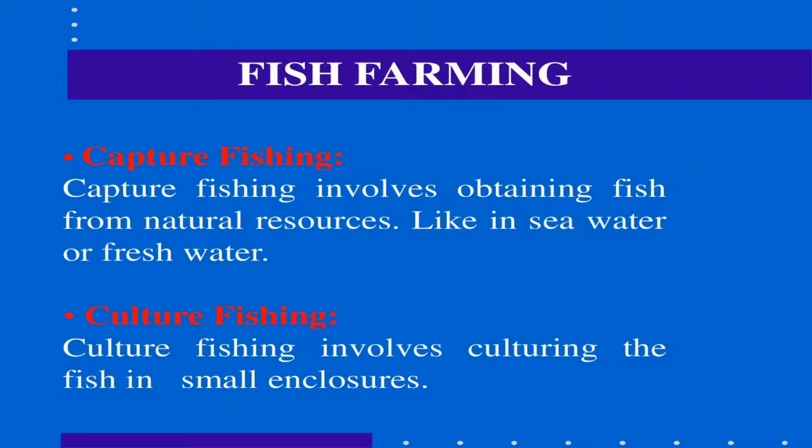Now, fish farming can be done in two types: capturing fishes and culturing fishes. Now, what is capturing fishes? Capture fishing involves obtaining fish from natural resources like seawater or freshwater. So, the simple process of capturing the fish by net or any other method from natural resources is capture fishing. In culture fishing, it involves culturing the fish in small enclosures. In the previous slide, you all have seen the different types of tanks in which fishes are cultured. So that type is culture fishing.